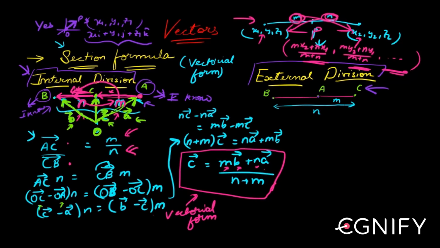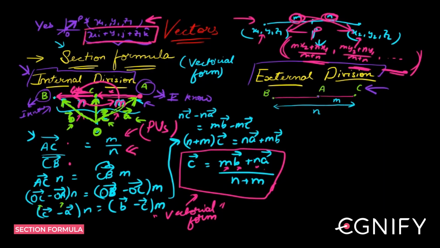What do I mean by vectorial form? Instead of using coordinates, I am using position vectors. So instead of using x1, y1, z1, I am just using x1i, y1j, z1k. I am using position vectors. Whenever instead of using coordinates you use position vectors, that means you are using the vectorial form, right? That's all it is. So this is the formula for section. This is a sectional formula for internal division.